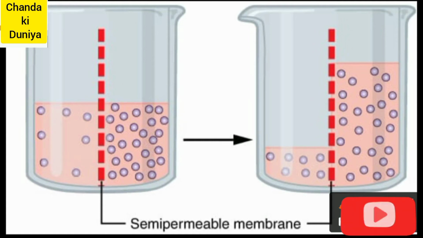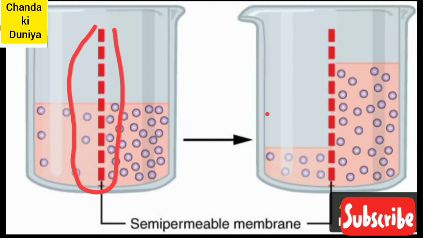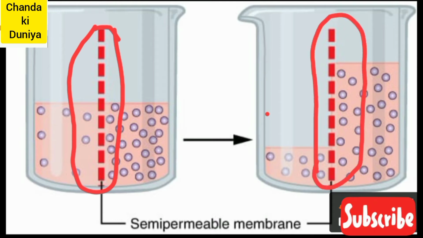So osmosis is the process in which water is moved from the area of higher concentration to the area of lower concentration through a selectively permeable membrane. Selectively permeable membrane refers to the plasma or cell membrane, because it allows only a few molecules to enter and go out of the cell. That is why its name is selectively permeable membrane.